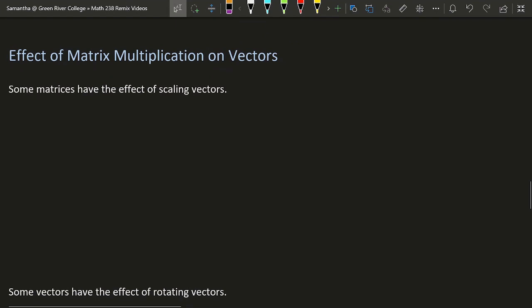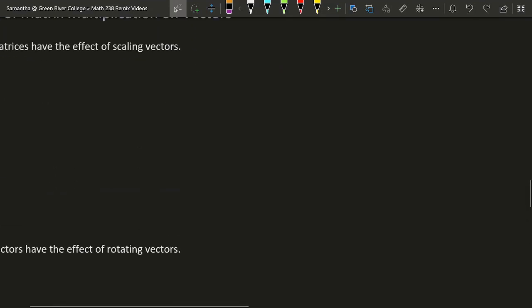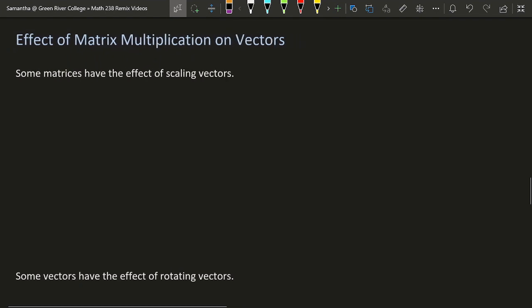Now that we've talked a little bit about how we multiply vectors by matrices, let's talk a little bit about why we might multiply a vector by a matrix, by what effect that matrix has on that vector. Now, the effect of a matrix on a vector depends in part on the nature of the matrix. There are a couple of matrices, for example, who have the effect of changing a vector's length.